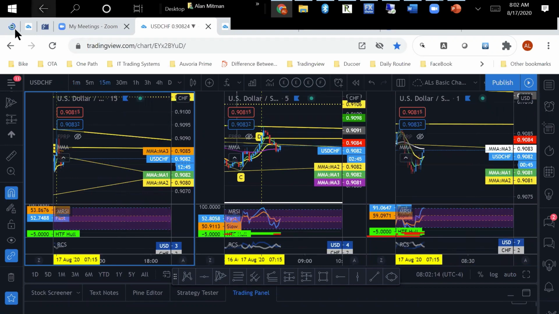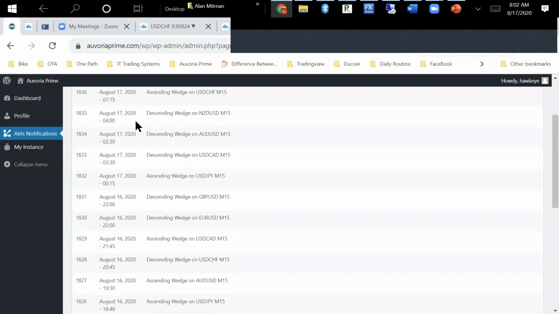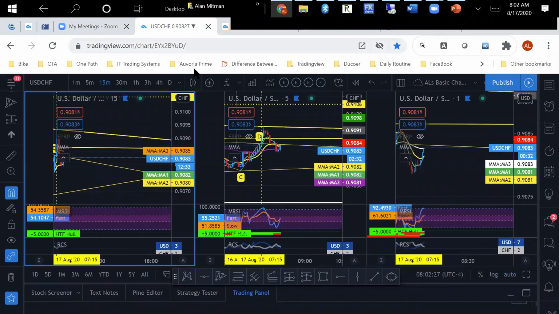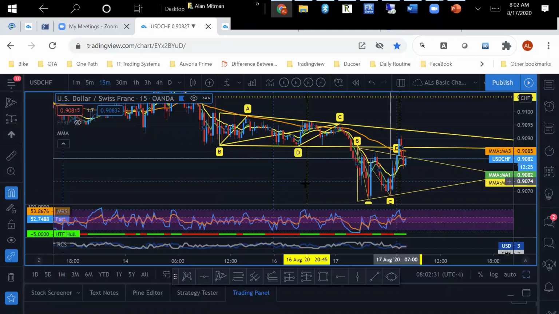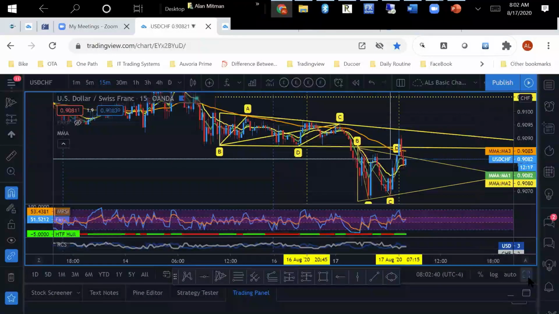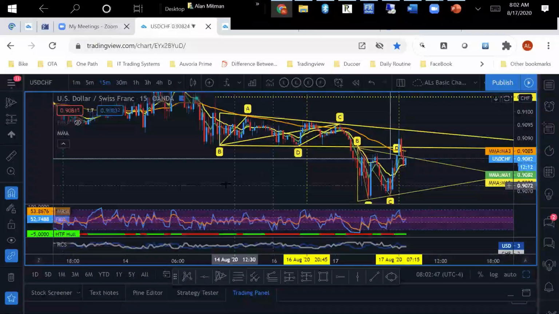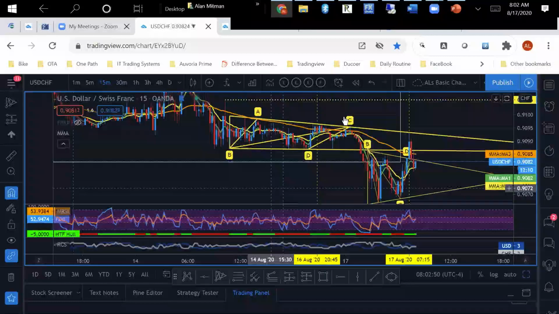Okay, so let's start this over again. We had a US Swiss at 7:15 this morning, and all the way back at 4 o'clock this morning, we had a New Zealand US. Let's go with the US Swiss first. And there was a US Swiss trade all the way back at 8:30 last night or 8:45 last night. I'll come back with my 15-minute chart. And I drew the wedge off of that one.